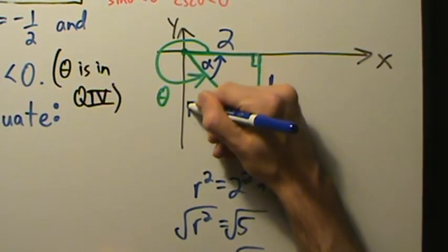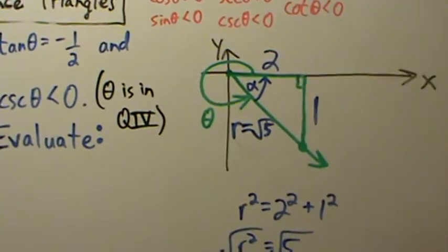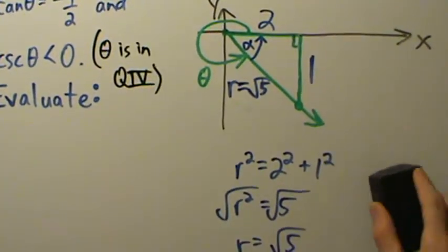Okay, so that's what's going on there. Now that we have that, we can get all the trig functions of alpha. We have all three sides of this triangle, so we can get all the trig functions of alpha.